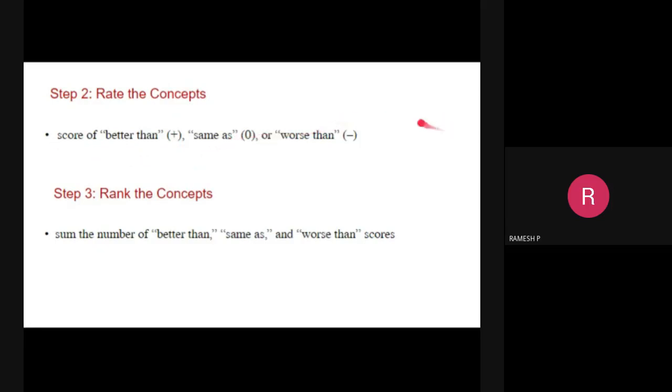So it is like concept A is better than the reference, or the same as the reference, or worse than the reference. If it is better than, you are supposed to add plus. If it is neutral, if it is the same, add 0. If it is negative, that is, if it is worse than, add minus. So we have to provide such ratings, which is the second step in the concept screening activity.